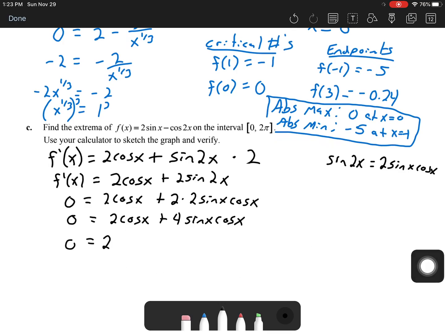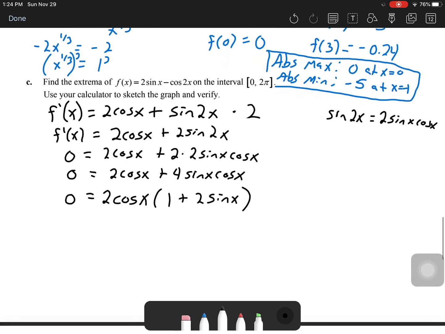So I got 2 cosine x, and then I'm left with a 1. Remember, if you factor out the entire term, you got to put a 1 there. Plus, and now this is going to be 2 sine x. And now I can set each factor equal to 0. So 2 cosine x equals 0. And I can also set 1 plus 2 sine x equal to 0.